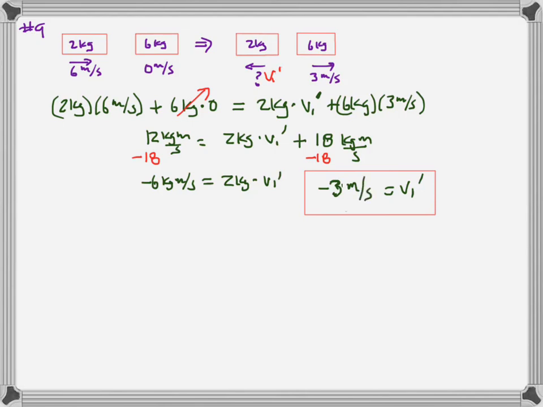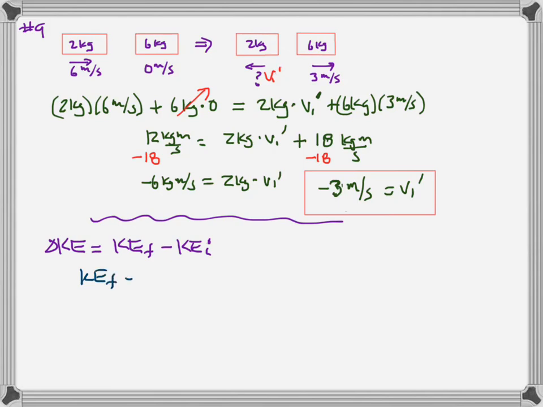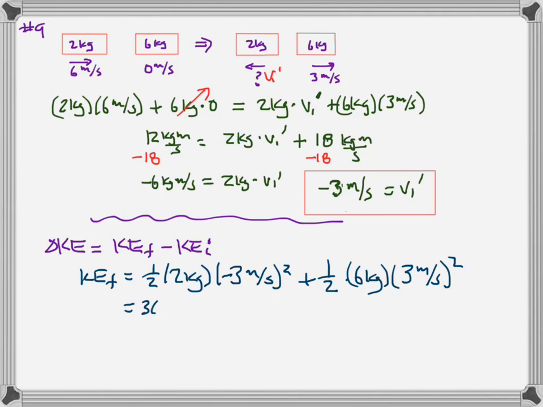Better. Okay, now we want to find out what is the change in kinetic energy for this scenario. Again, delta KE, the change in kinetic energy, is KE final minus KE initial. And KE is 1/2 mv squared. So let's find the initial energy for each term and the final energy for each term and see what happens. So here we go. I'll start with KE final. That's going to be 1/2 times that 2 kilograms times that negative 3 that we just found, squared, plus 1/2 times 6 times 3 squared. And then we do the algebra, and we get that the kinetic energy final is 36 joules.